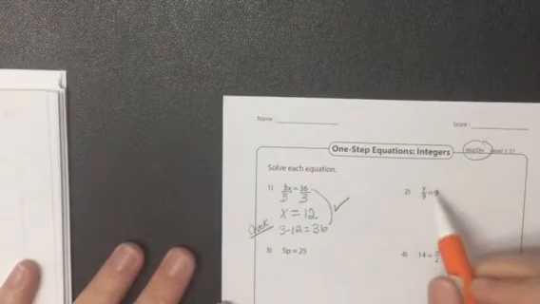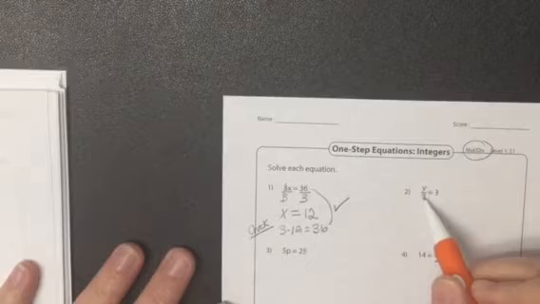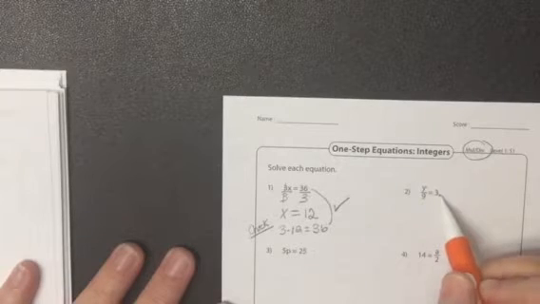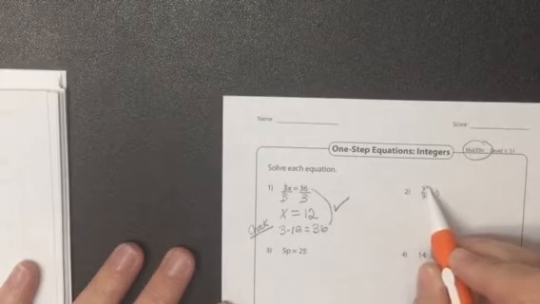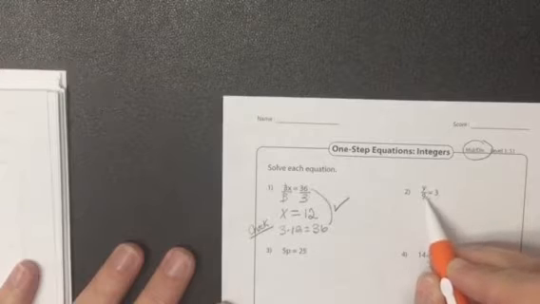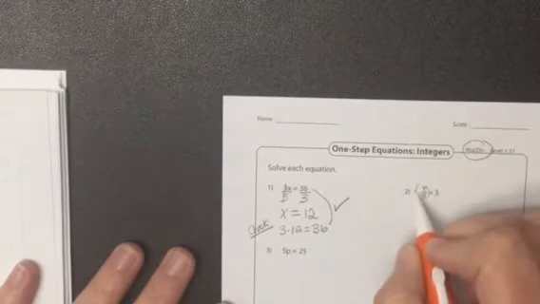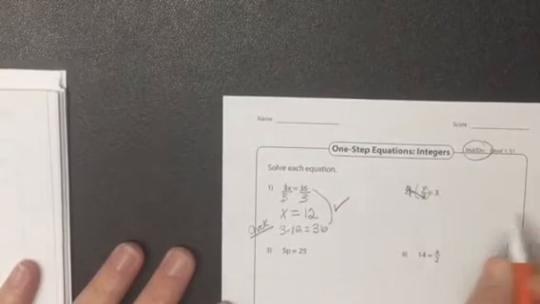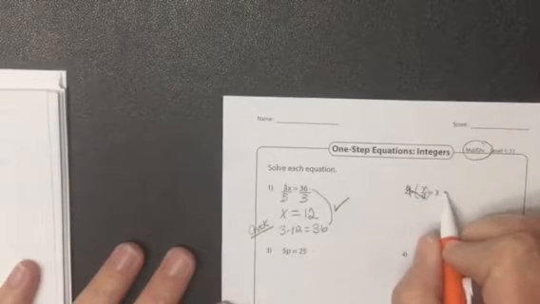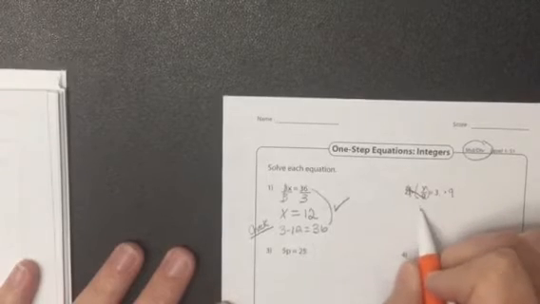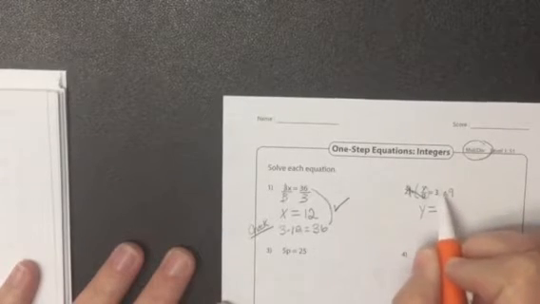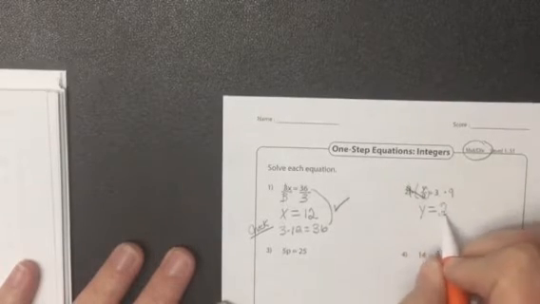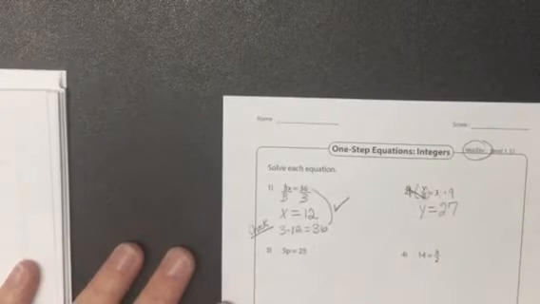All right, the next one is y divided by 9 equals 3. What am I doing to my variable? I am dividing it by 9, so I'll do the inverse operation, which is multiplying it by 9. That will cancel that out. Whatever I do to one side, I have to do to the other. So that is going to be y equals 3 times 9, which will give me 27.